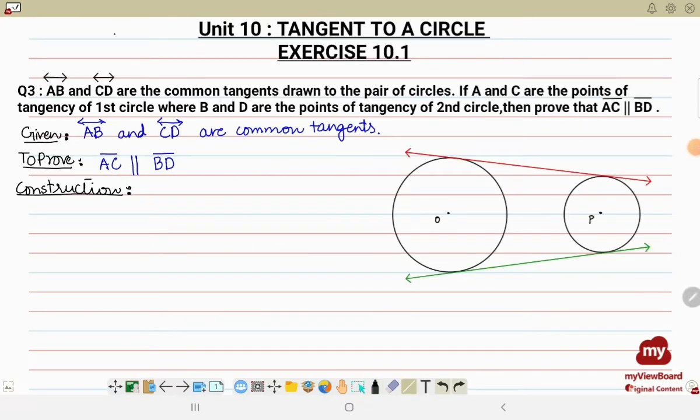AB and CD are common tangents drawn to a pair of circles. If A and C are the points of tangency of the first circle, whereas B and D are the points of tangency of the second circle, then prove that AC is parallel to BD. Now let's label the diagram. I have already drawn two circles, one with center O and another with center P, and I have already drawn two tangents, one with the red color and another with the blue color.